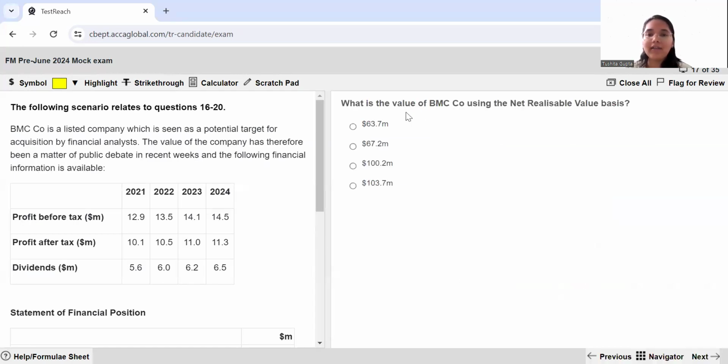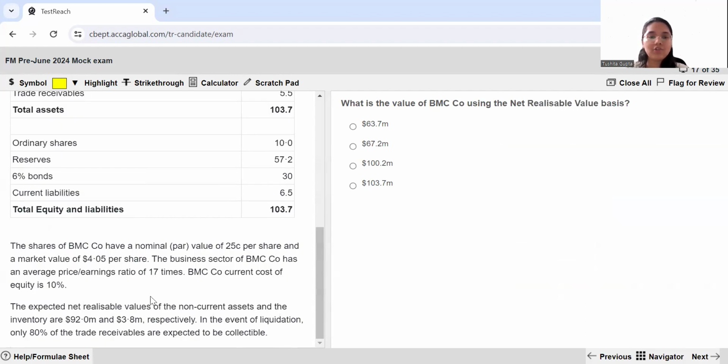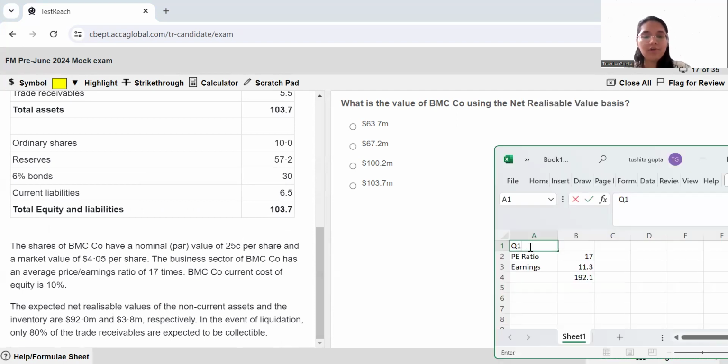All right, moving ahead to the next one. Over here, you have to find out the value of the company using the NRV basis. The information I remember was at the last, so this was question number 16. Let's move to question number 17 now. 17 wants you to find out the NRV basis. First, you have to take the net realizable value of all of your assets and then subtract all of the liabilities.